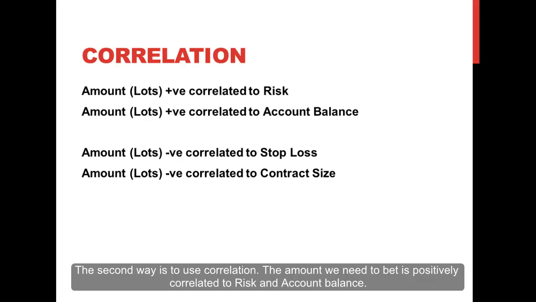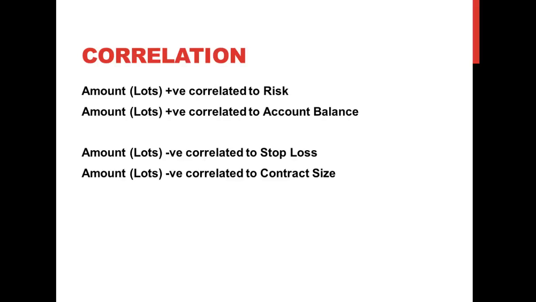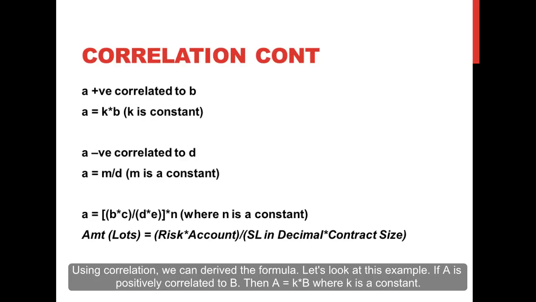The second way is to use correlation. The amount we need to bet is positively correlated to the amount of risk. The amount is also positively correlated to our account balance, and this amount is negatively correlated to stop loss and negatively correlated to contract size. Using correlation, we can derive the formula.